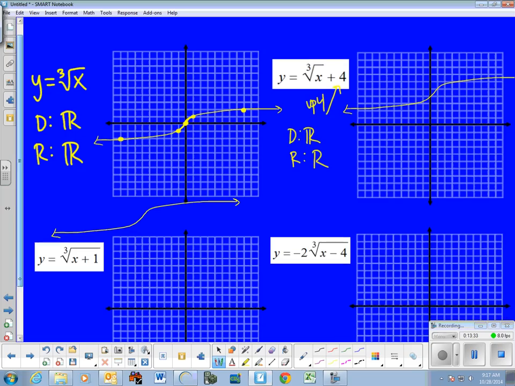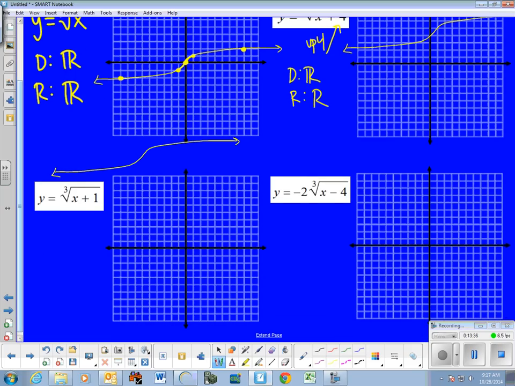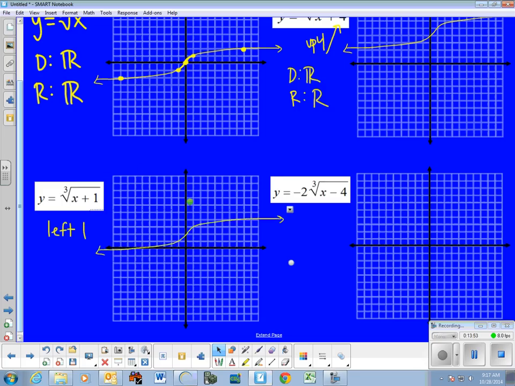Think about whether this one's going to go left or right before I say x plus 1 underneath the radical. Remember what happens to x's. They go the opposite way. The 1 is going to make it go left 1. And other than that, it's just the same. All reals domain, all reals range. Originally it was about right here, and I went left 1. So I'm going to take that middle point and move it over 1. And there you go.